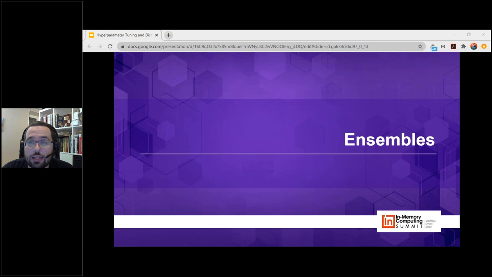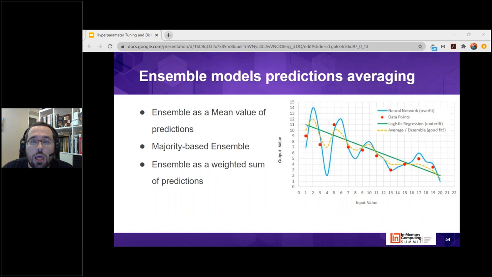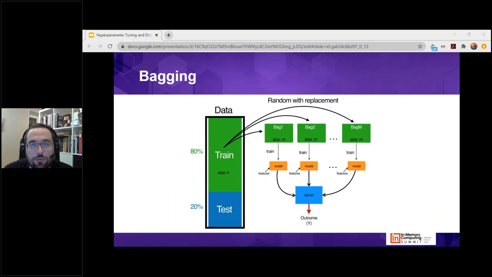Ensemble learning builds a set of classifiers in order to enhance the accuracy of a single classifier. Ensemble methods are meta algorithms that combine several machine learning techniques into one predictive model in order to decrease variance, that's bagging, decrease bias, that's boosting, or improve predictions, that's stacking. Let's look at one of them, bagging, first of all.